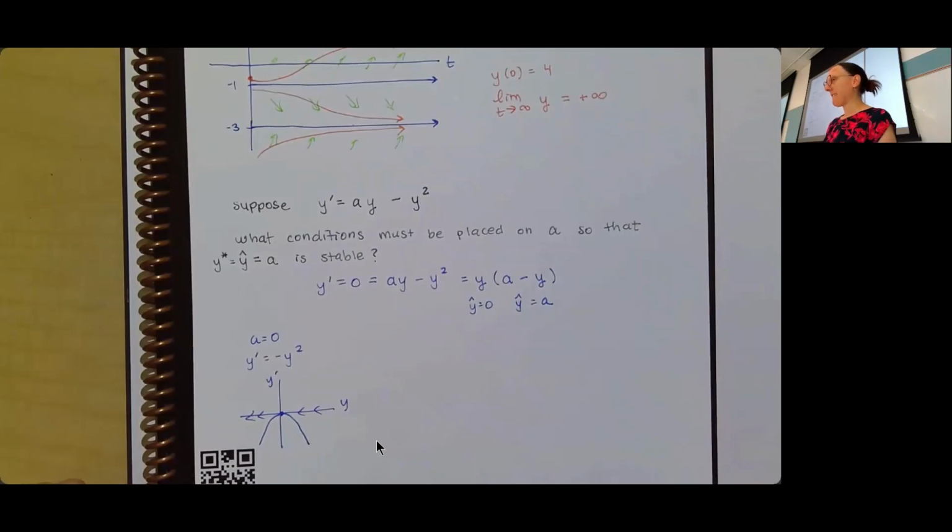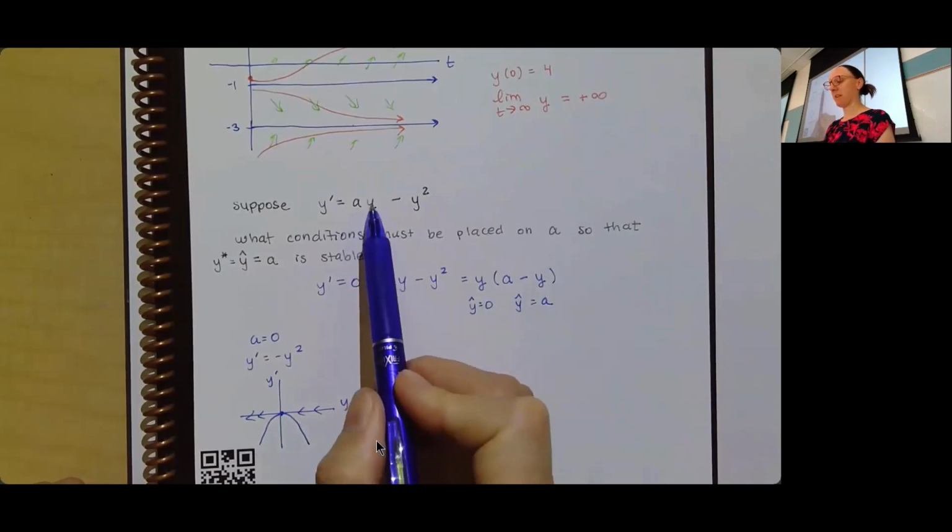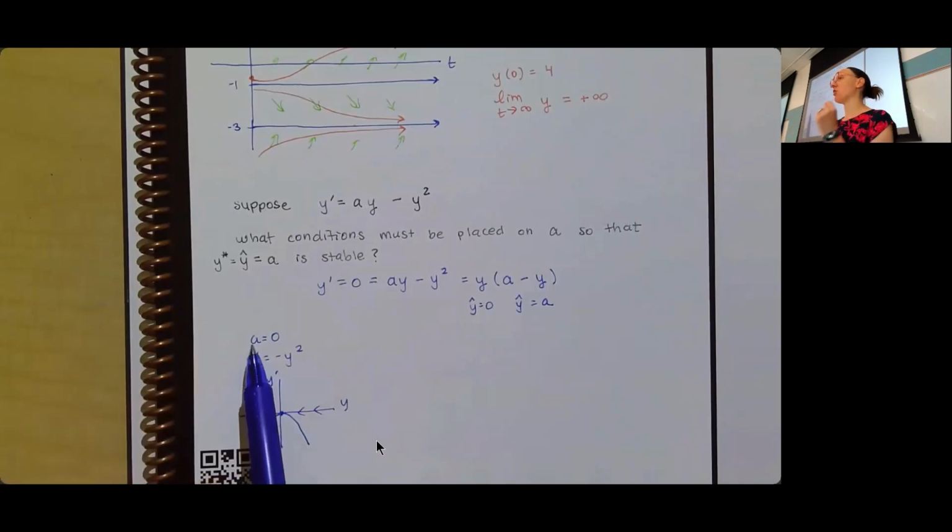How do we get y prime is equal to negative y squared? So if I plug in 0 for A, then this piece is gone. Right? Like I'm literally having to try different values for A to see what's going to happen.